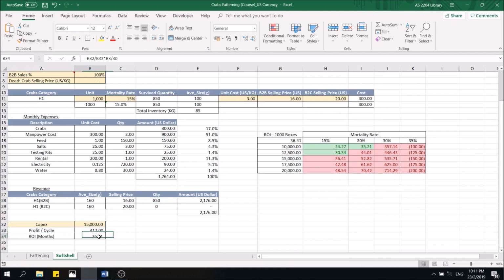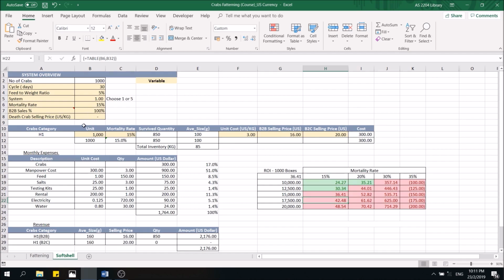The ROI is about 36 months, so it's still okay. I mean, it's slightly over 36 months. From this sensitivity analysis, you can see that you only have 3 green cells. So now you start to wonder, how do I have anything I can change, or how do I get a faster ROI? For the soft shell crab scenario, we have to do it at scale. So let's change to 5 systems, and now you see everything becomes green.